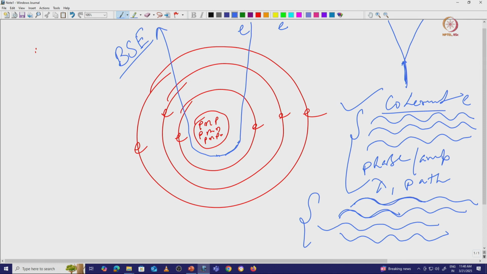And if you look at this position, they are completely different phase. They are opposite to each other. Same thing here also, they are opposite to each other and they are going to normalize each other. So, this kind of electron beam is called incoherent electron beam.